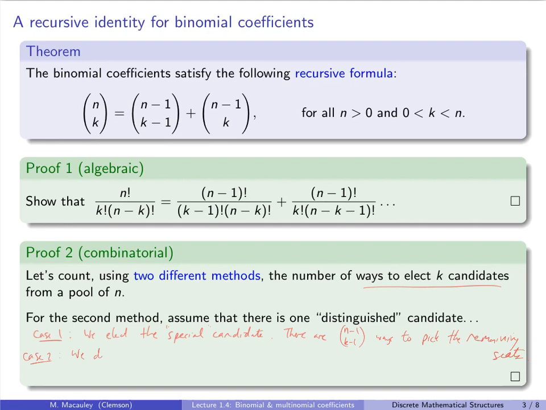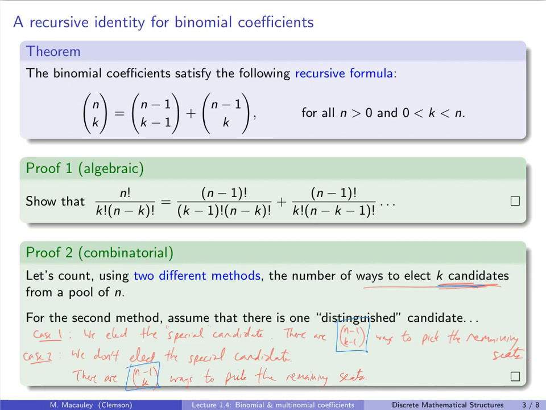And then case 2 is we don't elect the special candidate. In this case, we still have to elect k candidates, but now our pool is n minus 1 because we know that we are not including our special candidate. So there are n minus 1 choose k ways to fill the remaining seats. So all in all, the total number of ways to elect k candidates is n minus 1 choose k minus 1 plus n minus 1 choose k.